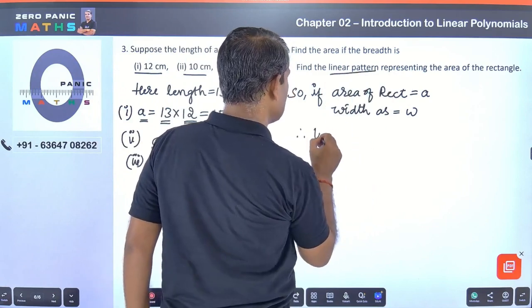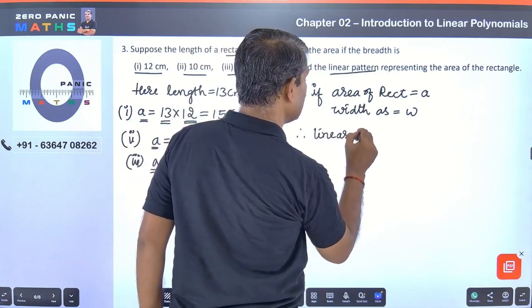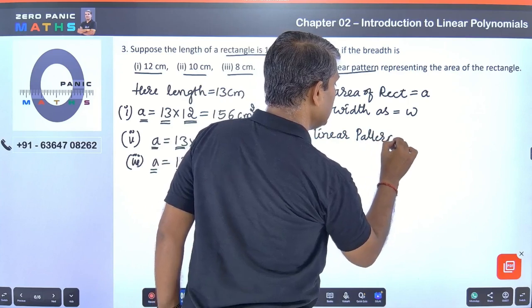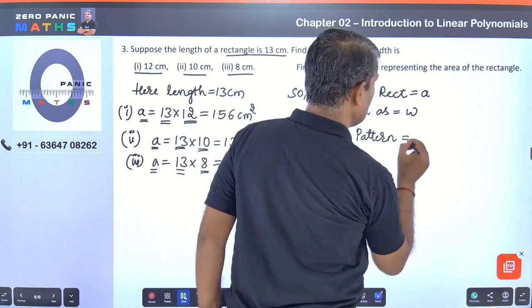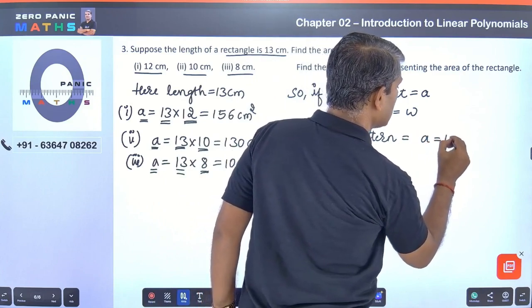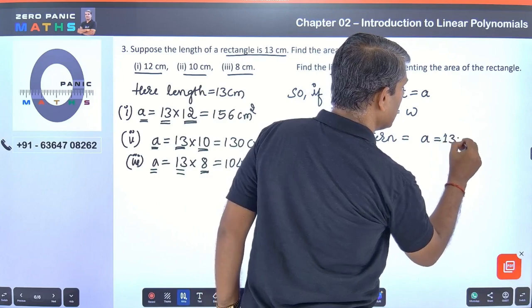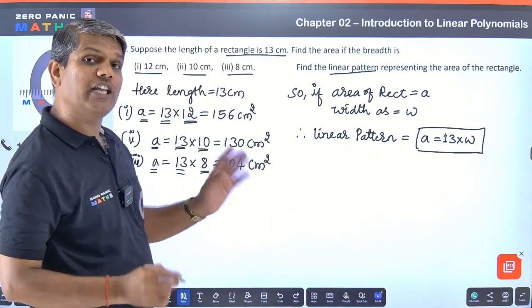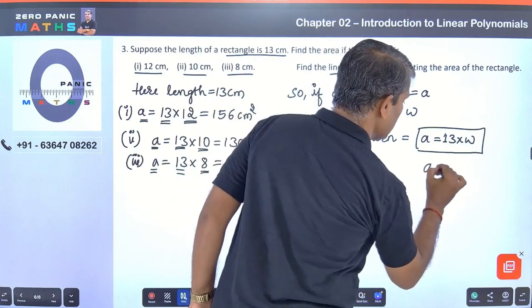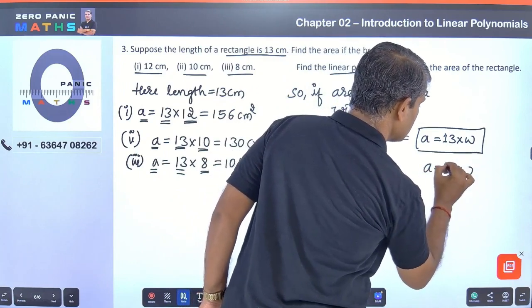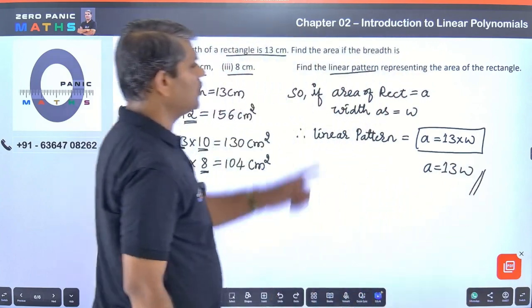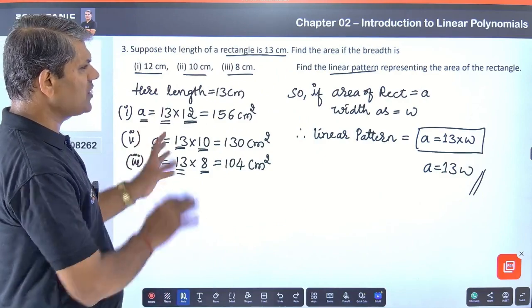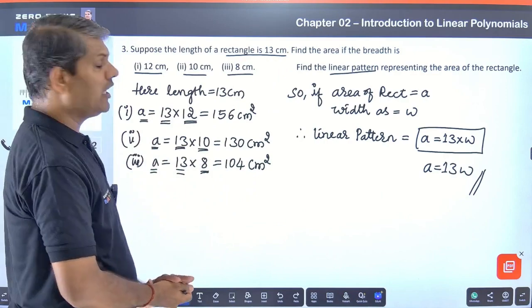The linear pattern that is observed in this problem is: area is equal to 13, which is length, times W. Or you can say A is equal to 13W. Directly you can write this also. A equals 13W is the pattern that is observed in this problem. You understood this? Okay. So it's a simple example, just with a little bit of different information they have asked.